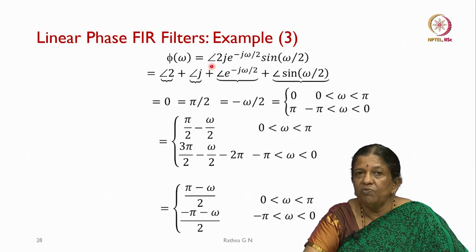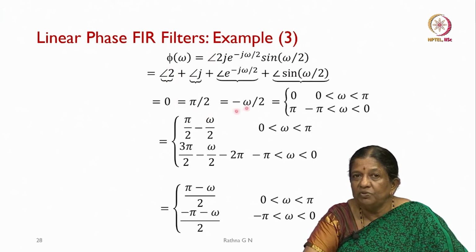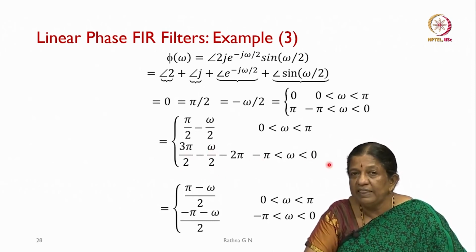We have phi of omega, which is the angle of 2j into e power minus j omega by 2 into sine omega by 2. By putting them in, the angle of 2 we know is 0, the angle of j is equal to pi by 2, and the angle of e power minus j omega by 2 will be minus omega by 2. For sine omega by 2, it is going to be 0 for 0 less than omega less than pi, and it will be pi for minus pi to 0. So, in terms of omega, it is pi by 2 minus omega by 2 in one range, and 3 pi by 2 minus omega by 2, minus 2 pi, in the other range.